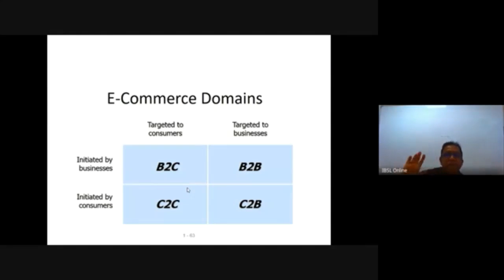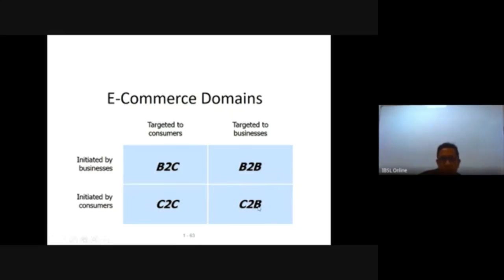So there are different e-commerce domains, you call them. Consumer, or the most famous one is business to customer. Business to customer is business targeting the consumers. Then B2B, business targeting another business. Then customer to customer and customer to business. So these are the four domains, but most popular today are these three: B2B, B2C, and C2C.